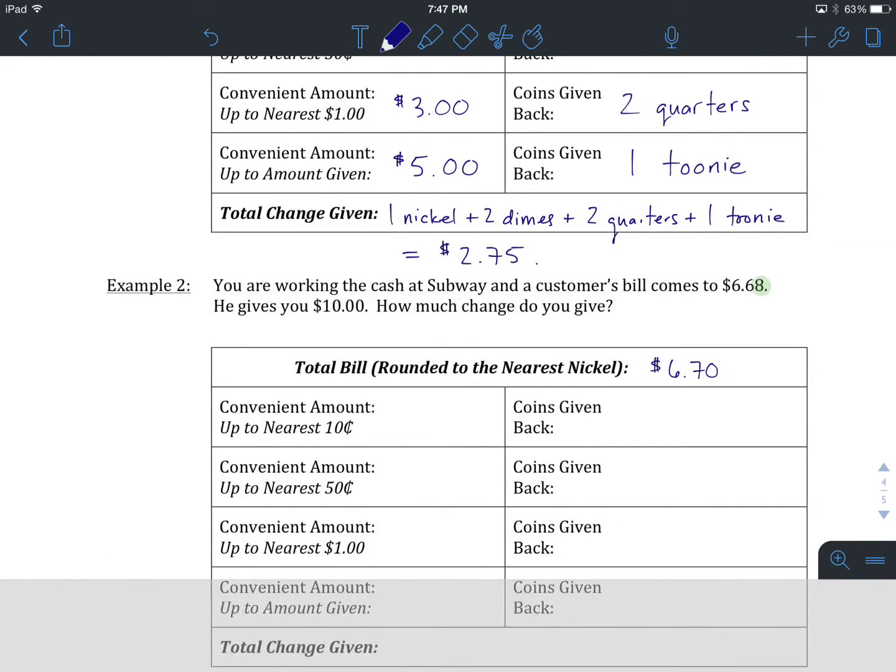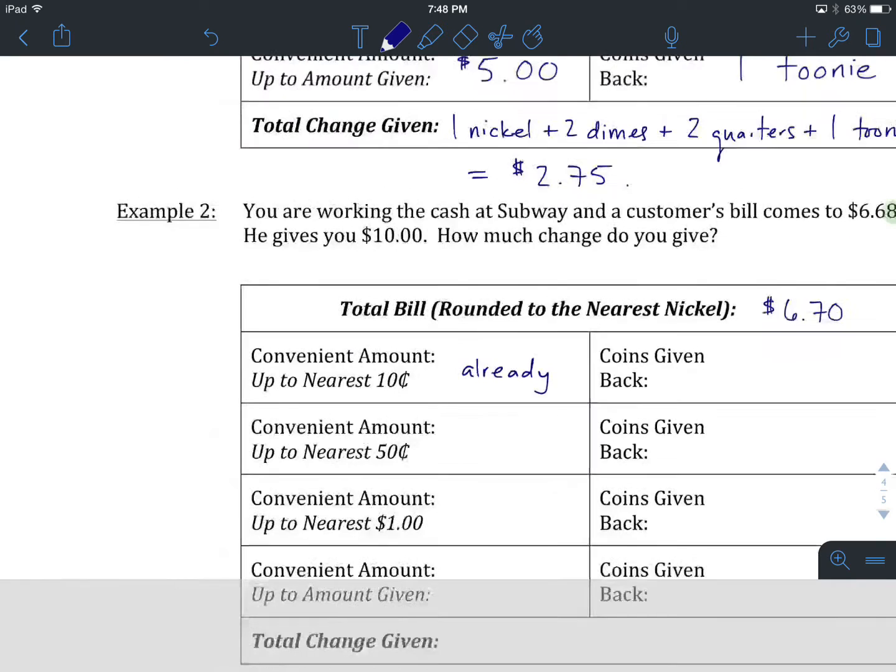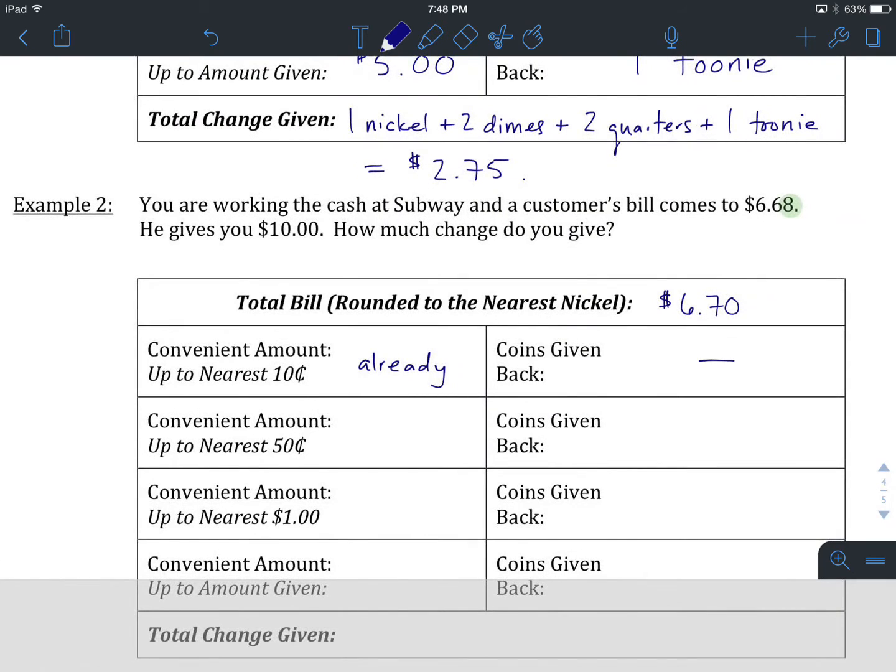Now it just so happens that we've rounded this to $6.70, so we are already at the next 10-cent increment that we're trying to get to. Coins given back in this case, we don't need to top it up with any nickels, so we'll just put none. Next we're going to move up to the most convenient 50 cents.